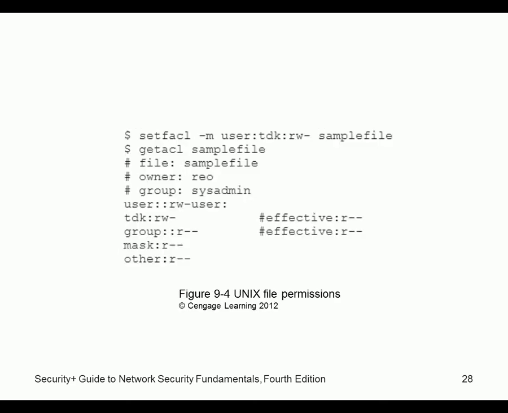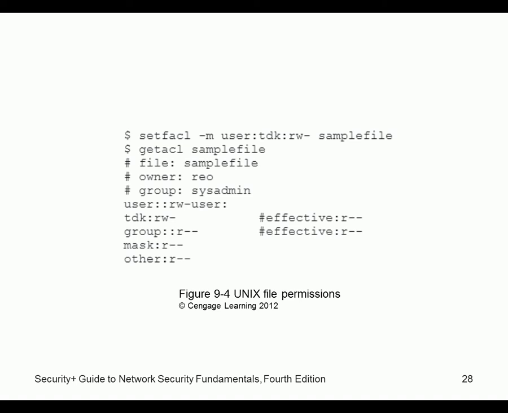Here we go. So these are Linux-based or Unix-based systems. We have read, write, and execute. So the user can read and write. TDK, whoever that is, can read and write. The group can read, and everybody else can read. Okay? So the file is sample file. So different people have different accesses. I guess TDK is the group.